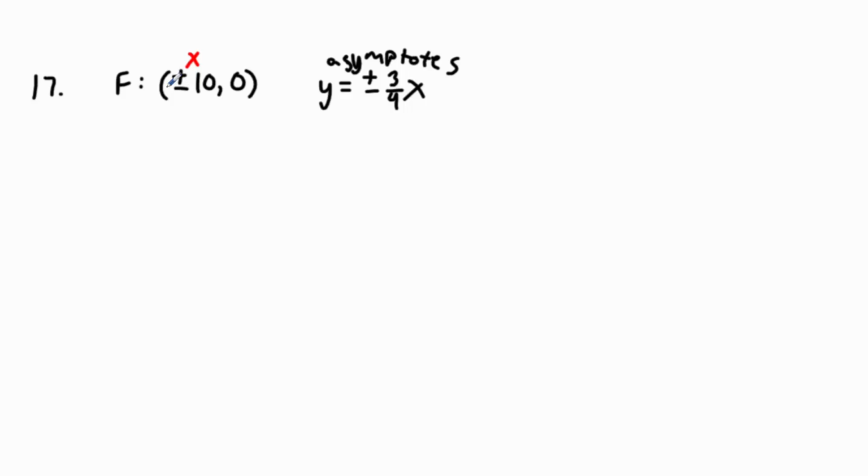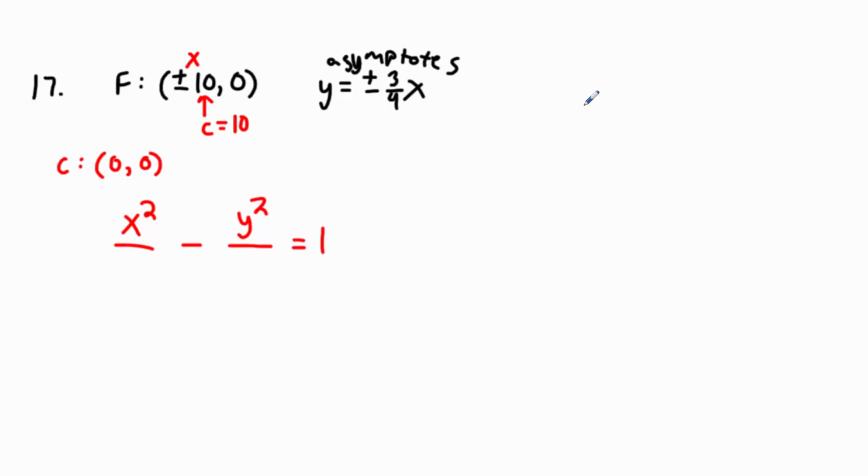The midpoint of plus and minus 10 comma 0 is 0, 0. So our center is at 0, 0. My x is going to go first, so I'm going to have x squared over something minus y squared over something equals 1. That's as much as we can get at the moment from just the foci, except that we know that c is 10 because our foci are 10 away from the center.